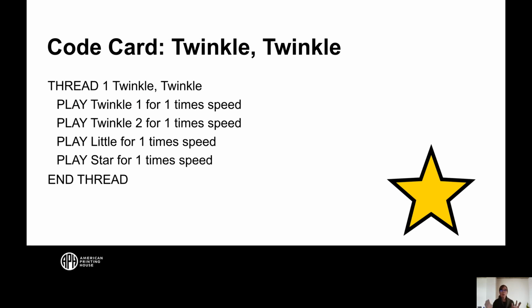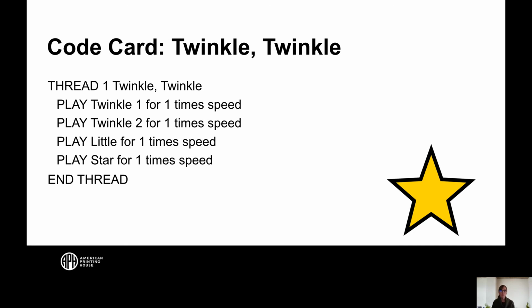Okay. So I have a code card, and this tells me what program I'm actually going to be building. So it says code card, Twinkle Twinkle. And it says thread, and underneath the next line down, thread 1, Twinkle Twinkle. So that tells me that I'm going to have to put my command pods into thread 1. And the commands, remember we learned about the definition of command. It says what we're telling our computer to do. So it says play, so that's our command, and these are our command pods.